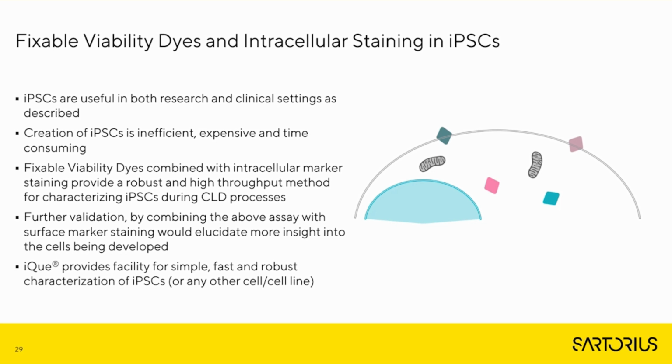So you could look at phenotypic markers for pluripotency as an example, and further validation by combining the above assay with surface marker staining would also elucidate more insight into the cells being developed. So here we can see we can look at intracellular staining as described previously with the non-adherent cell lines, but then we can also look at surface marker staining as well. So the iQue provides facility for simple, fast and robust characterization of iPSCs or any other cell or cell line that you want to look at.